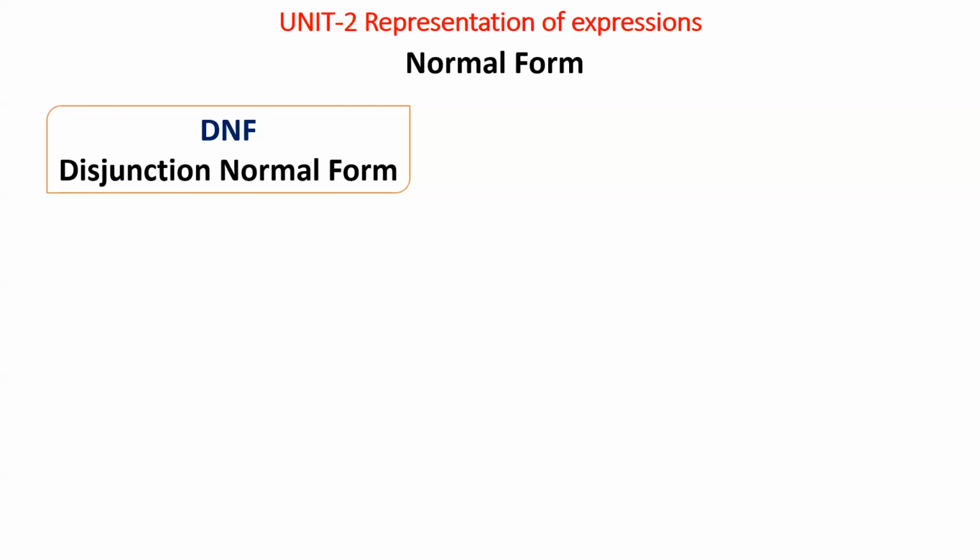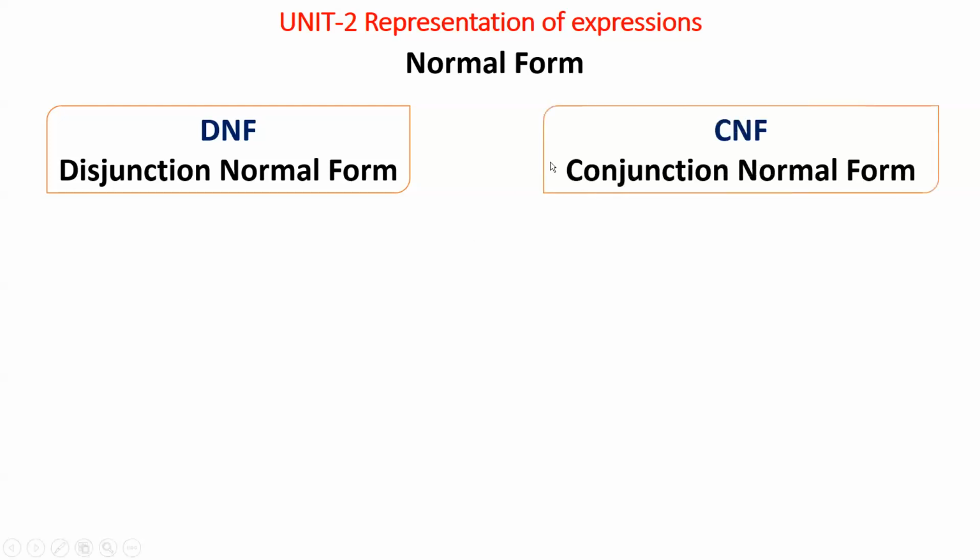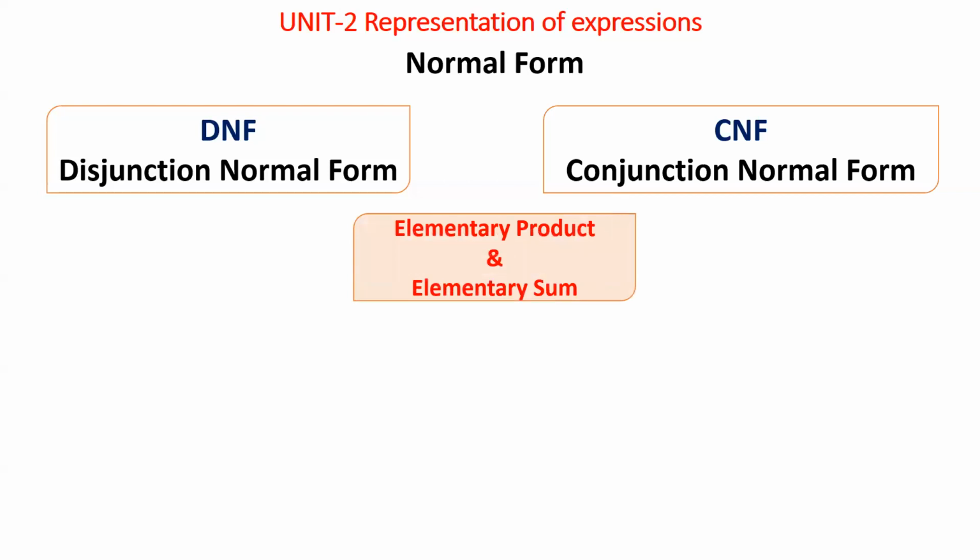Okay. So as far as normal form is concerned, basically two types are there. First one DNF, second one CNF. DNF means disjunction normal form, and CNF is nothing but conjunction normal form. But before going to learn DNF and CNF, we require two terms, nothing but elementary product and elementary sum. Once you get the concept of elementary product and elementary sum, it is very easy to get an idea about DNF and CNF.